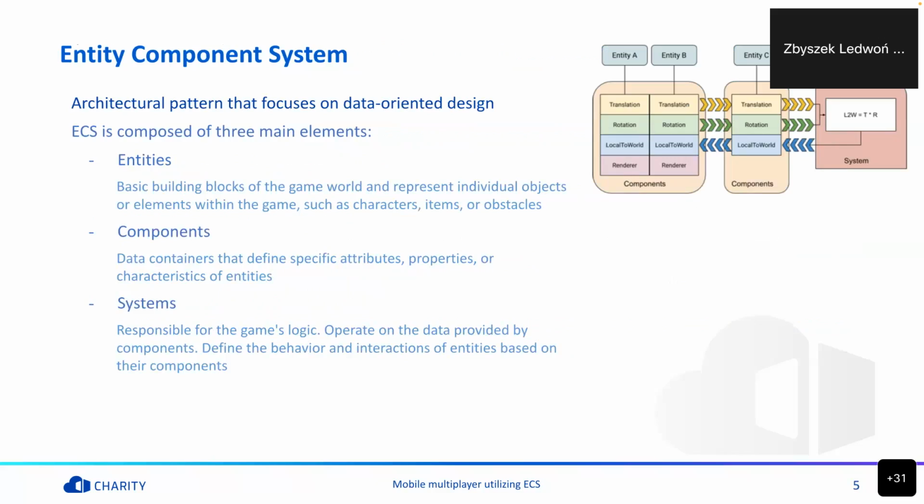So what is entity component system in short? It's not an easy concept to grasp, but I'll try to explain it in short. So it's a proven programming pattern. It has a data-oriented design. It's composed of 3 main elements, and I will start with components because this way it's easier to understand everything.